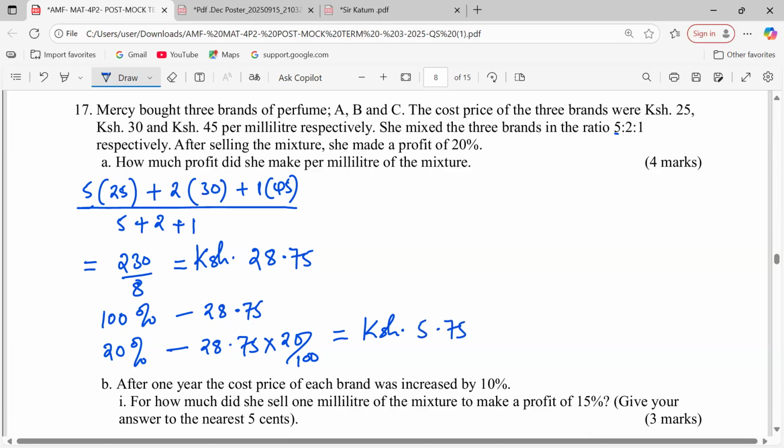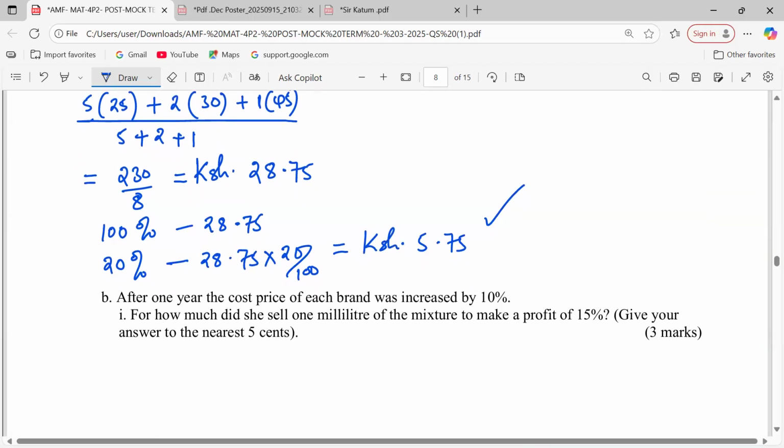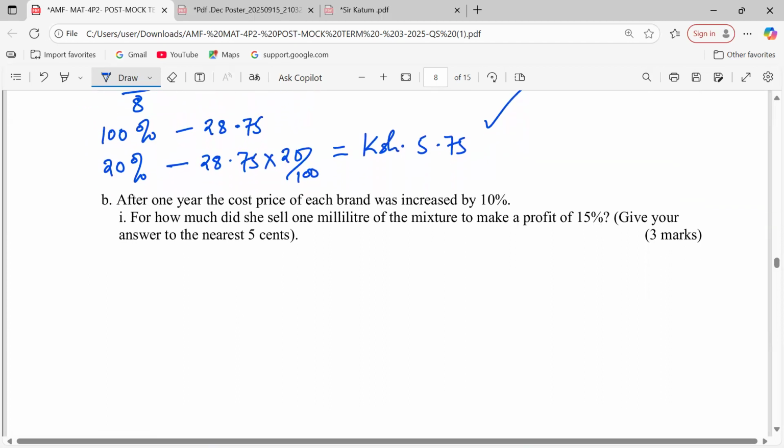5.75 Kenya shillings per millimeter of a mixture. So that is how you are supposed to navigate through part 1, giving us a total of 4 marks. A very simple question.